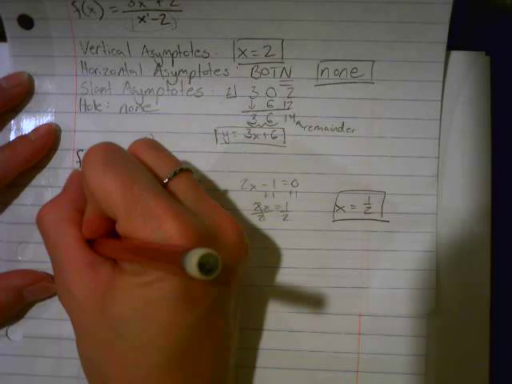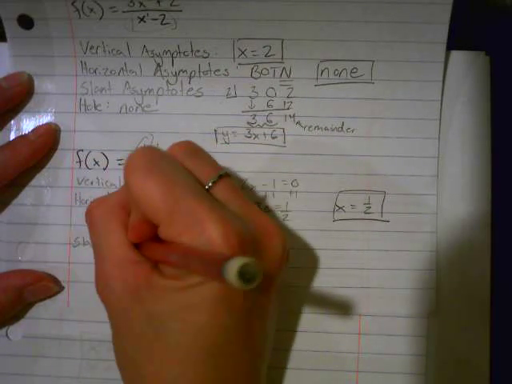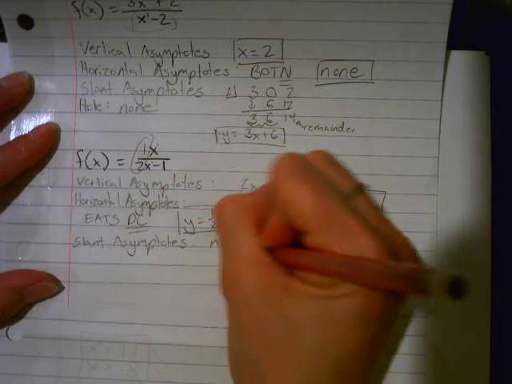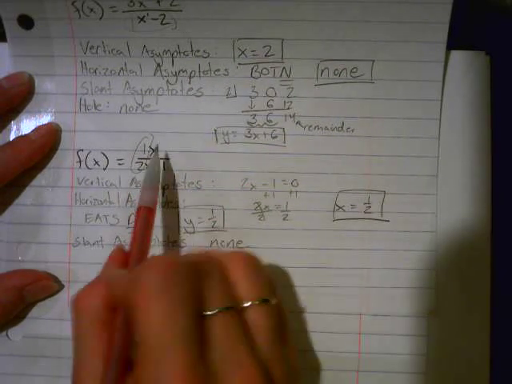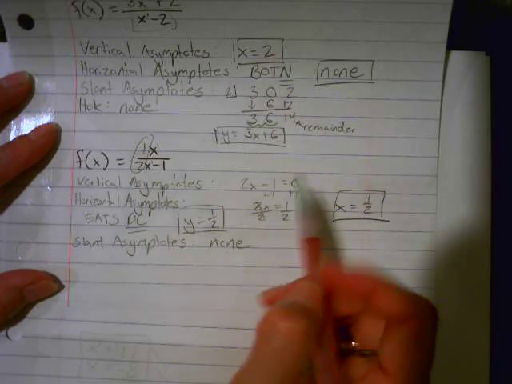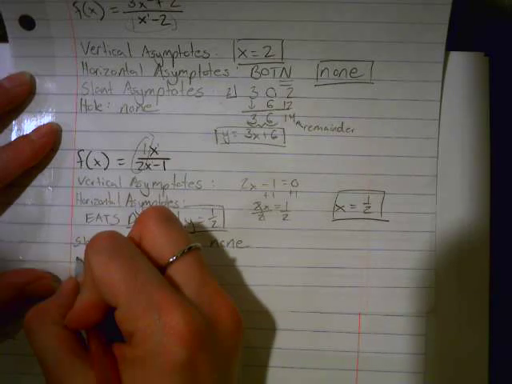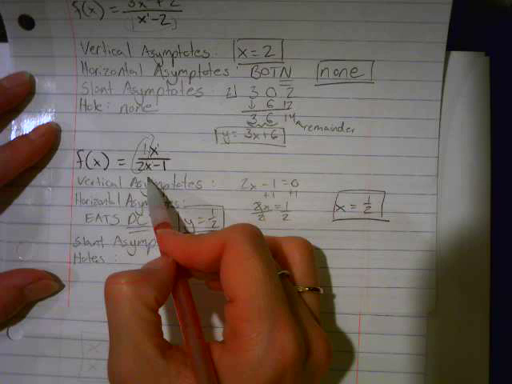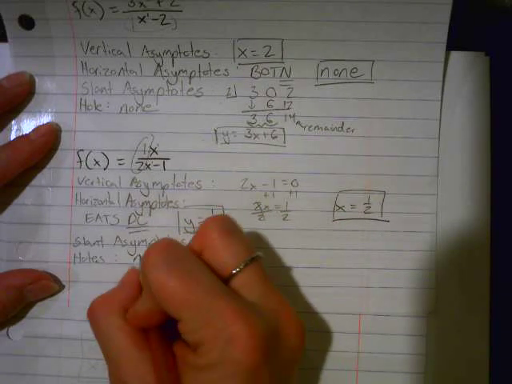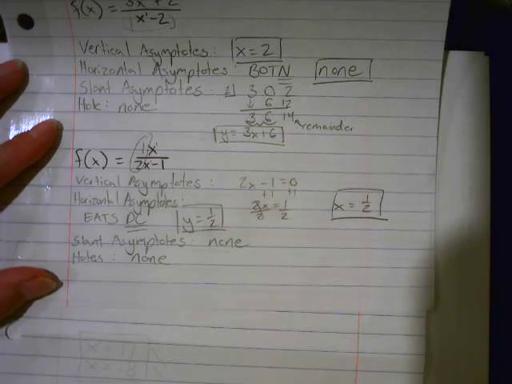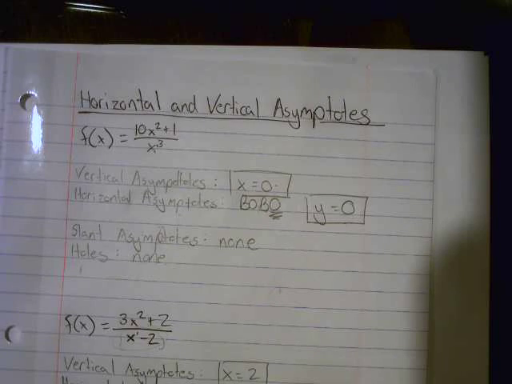For slant asymptotes and holes, there's not going to be any slant asymptotes, because remember that happens when the numerator is bigger by a degree of 1, and they are the same degree. And for holes, we want to see if we can cancel a common factor on the top and bottom, and we're not going to be able to do that either, so there's going to be none. But we just always want to check for all of those things whenever we're talking about horizontal and vertical asymptotes and other discontinuities.